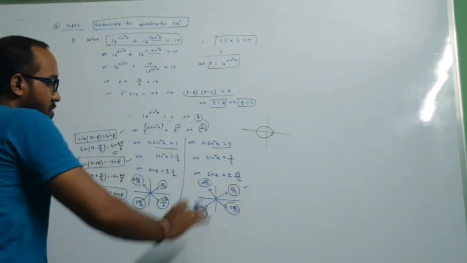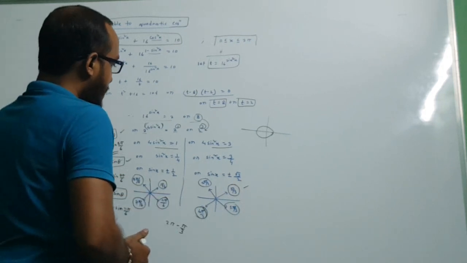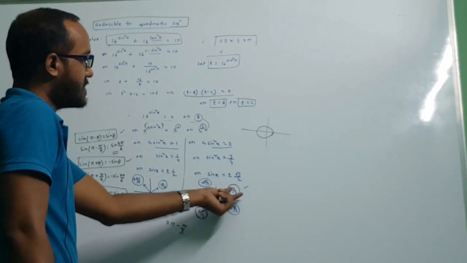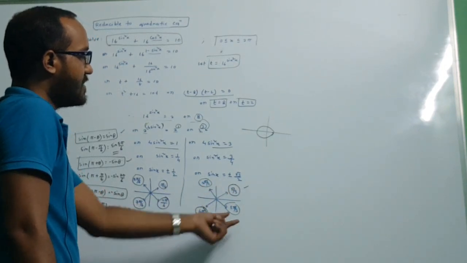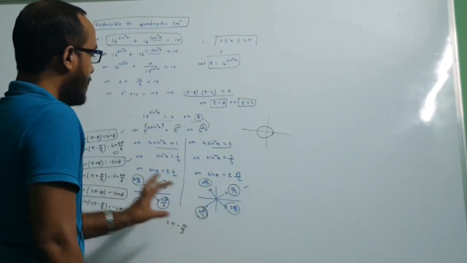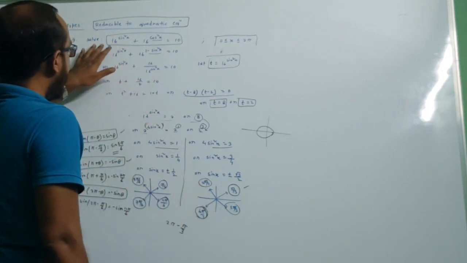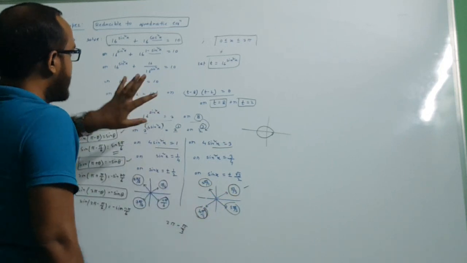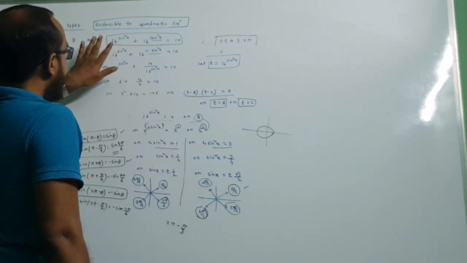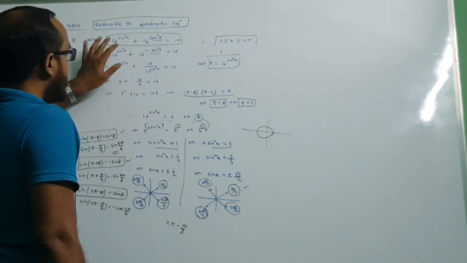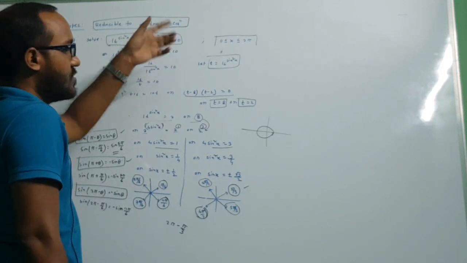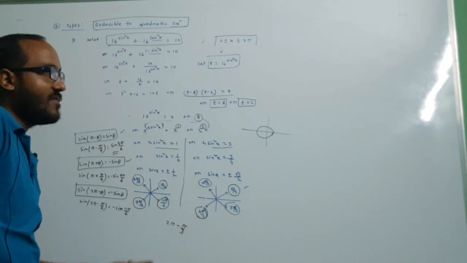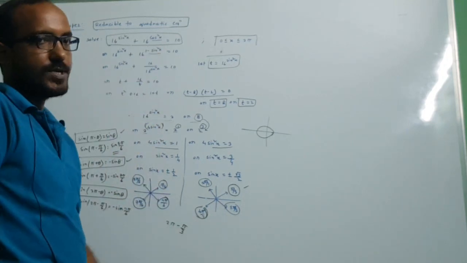So these are your solutions. You have to write them in a bracket: pi by 6, 5 pi by 6, 7 pi by 6, 11 pi by 6, pi by 3, 2 pi by 3, 4 pi by 3 and 5 pi by 3. All 8 values are the answer of this equation. For these 8 values, the equation would have left hand side equal to right hand side. You can prove it by putting any of these values in the equation.